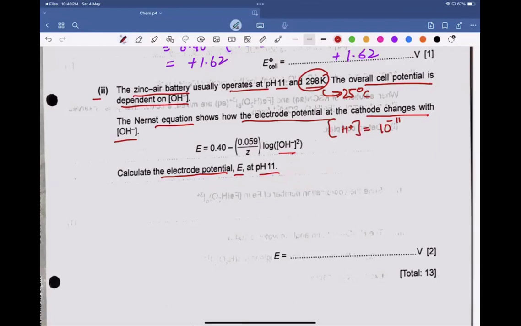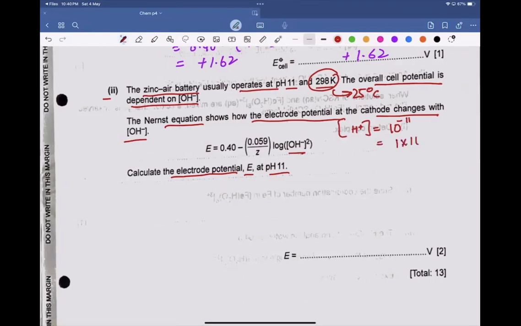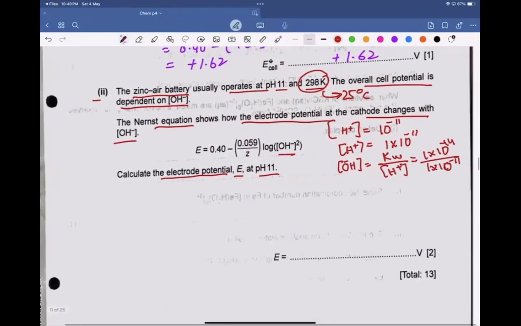Yes. So it is going to be 1 exponent minus 11 is the concentration of hydrogen ion. And if I have to find the concentration of hydroxide ion, it's equal to Kw divided by the concentration of hydrogen ion. Kw is 1 exponent minus 14 and hydrogen ion concentration is 1 exponent minus 11. When you solve it, you will get the OH ion concentration is 1 exponent minus 3. Is this clear?